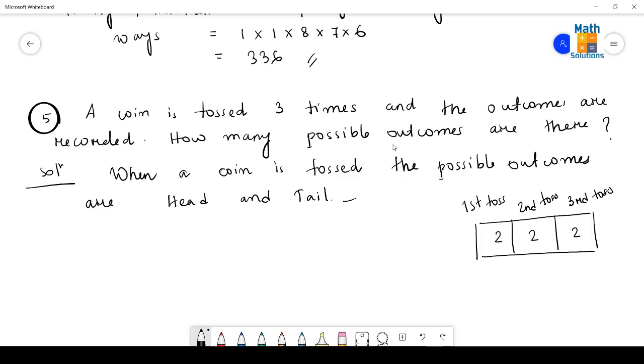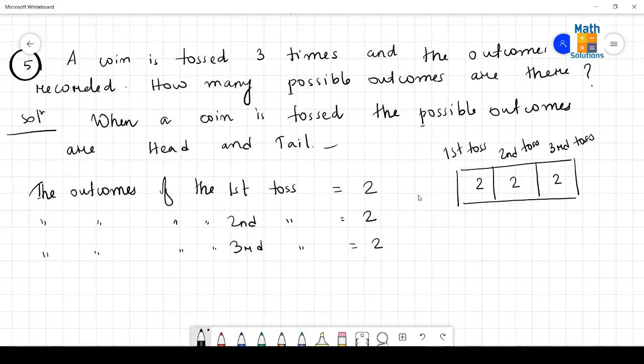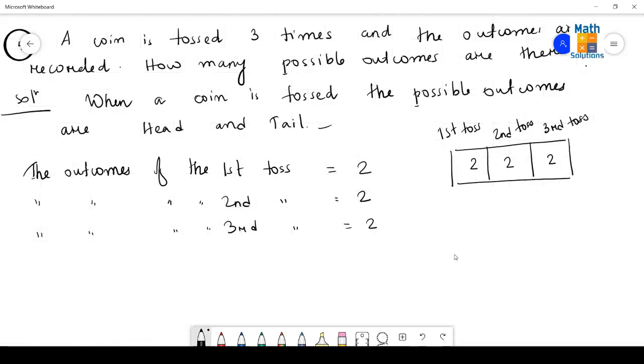Either or means either head or tail will come, but in the sample space there will be both head and tail. So here I shall write the outcomes of the first toss is equal to 2. Then the outcomes of the second toss is again equal to 2. Then the outcomes of the third toss again comes as 2. So how do I write? I shall have to write the final sentence in this way.